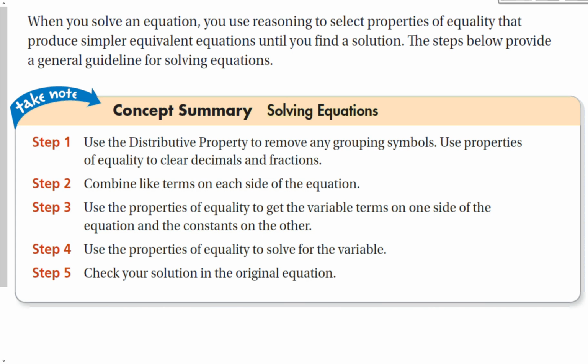Step 2, combine like terms on each side of the equation. That'll prevent confusion. Step 3, use the properties of equality to get the variable terms on one side of the equation and the constant terms on the other. And if there's more than one variable, you want to put those together. Step 4, use the properties of equality to solve for the variable. Step 5, a lot of us don't really do it very often, but you should check to make sure that you are actually getting the right answer. Plug it back in, see if it works.